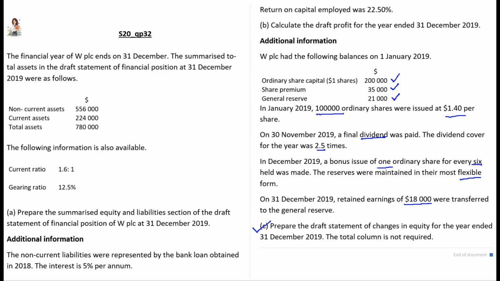In part C, we have to prepare the draft statement of changes in equity for the year ended 31st December 2019, and the total column is not required. So let us see how to solve part C. Whenever we have to prepare a statement of changes in equity, our first step should be to see how many columns will be required. So we require ordinary share capital column, share premium column, general reserve column, and we also require a retained earnings column.